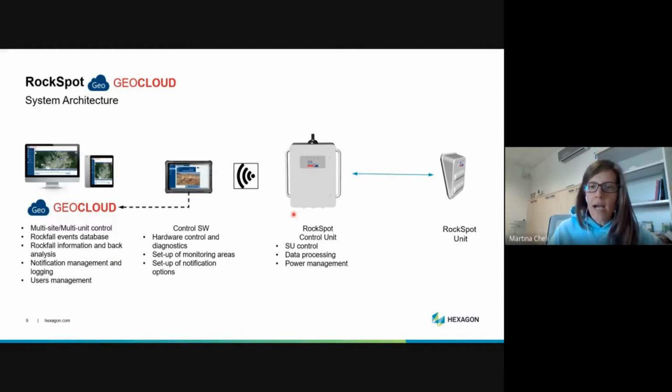And we have also 2 kinds of software: the controller software, that is the software on board of the radar, and its purpose is to have control of the hardware part. And it is also the interface where the user can easily set up alarms, notifications, etc. And then there is the GeoCloud platform that could be on-premise and on cloud, and can collect the data of multi-site or multi-units. And it is a sort of dashboard where the user can have a look at the events that have been triggered and perform back analysis, statistics, etc.